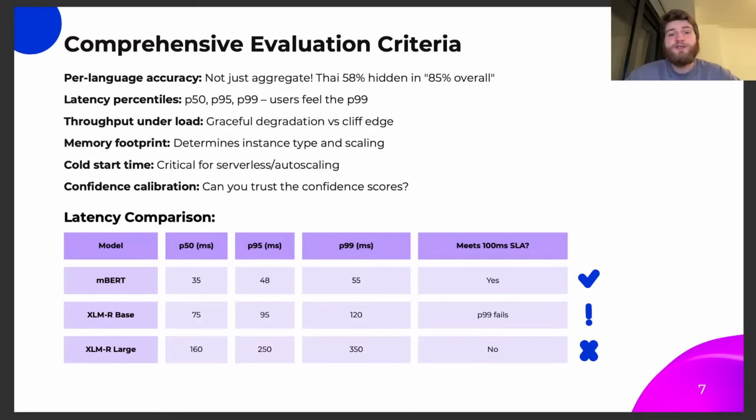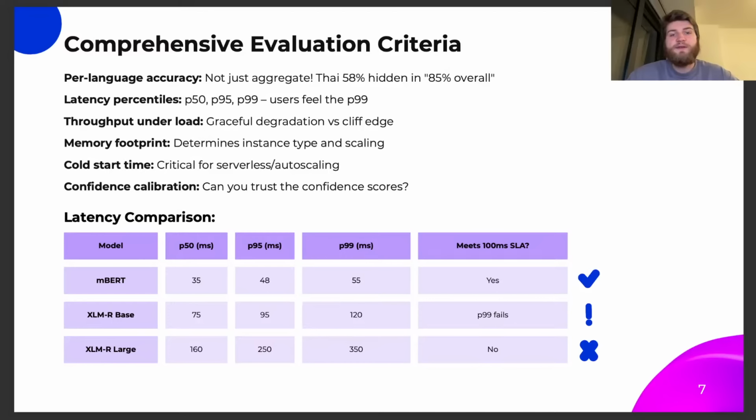Sixth, calibration. Is the model's confidence well calibrated? A model that says 90% confidence should be right 90% of the time. Poorly calibrated models are quite dangerous because you can't trust their confidence scores for downstream decisions.